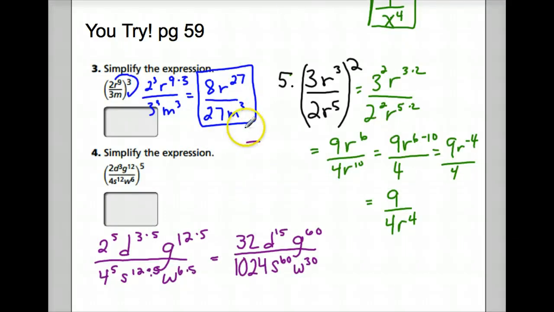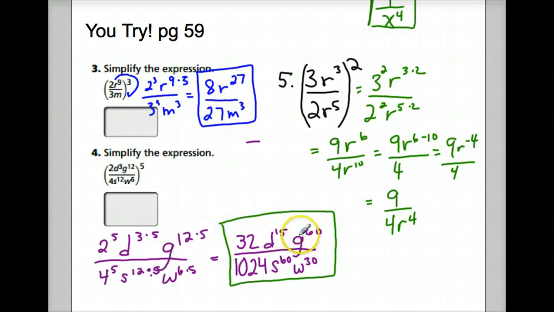All right, so first one, you should have gotten 8r to the 27th over 27m cubed. Down here, you should have gotten 32d to the 15th, g to the 60th over 1024, s to the 60th, w to the 30th. Remember, this is 4 to the 5th power, not 4 times 5.